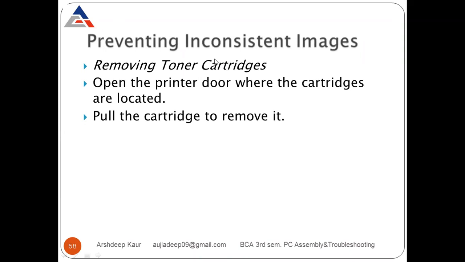If we find the inconsistent image problem, how can we overcome it? First, remove the toner cartridges, because when we are printing images, we are using the ink. Open the printer door where the cartridges are located. So first remove the toner cartridges, then open the printer door from where we can see the ink cartridges. Then pull them, swap them out from the printer and simply remove them. By following all these 3 very simple steps, we can overcome the problem of inconsistent images.